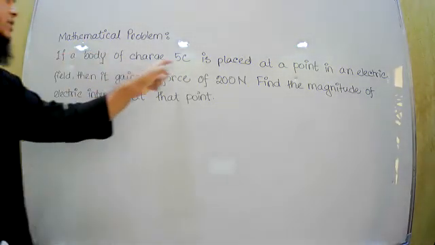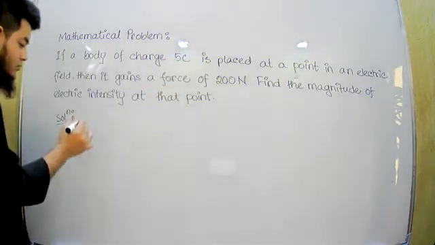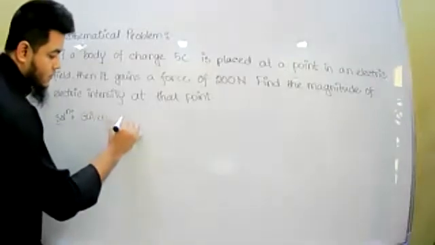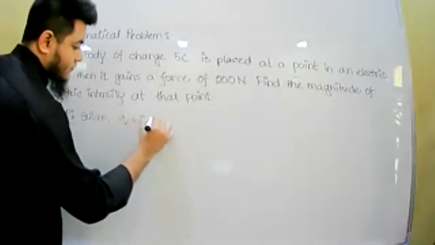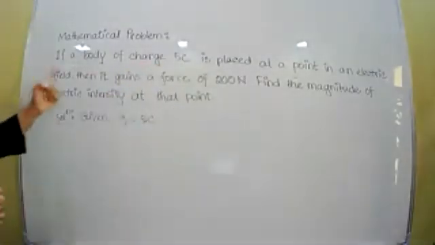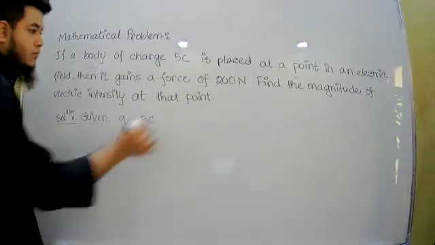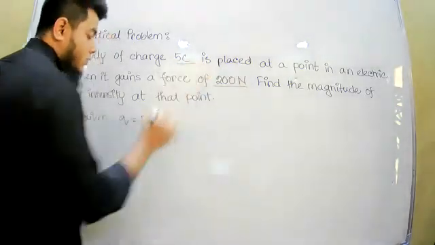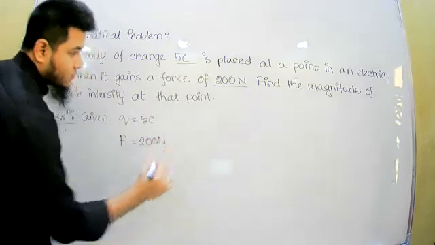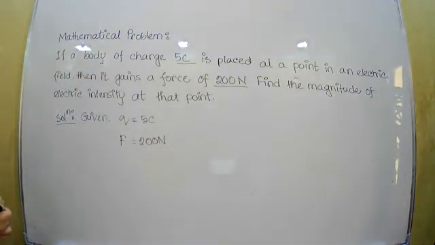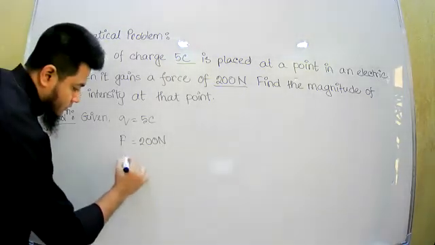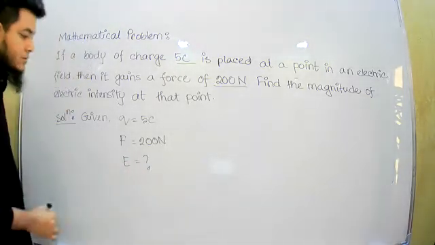If a body of charge 5 coulomb, so we have the value of Q. So we will write given Q is equal to 5 coulomb is placed at a point in an electric field, then it gains a force of 200 Newton. Okay, F is 200 Newton. Find the magnitude of electric intensity at that point. E is equal to what?